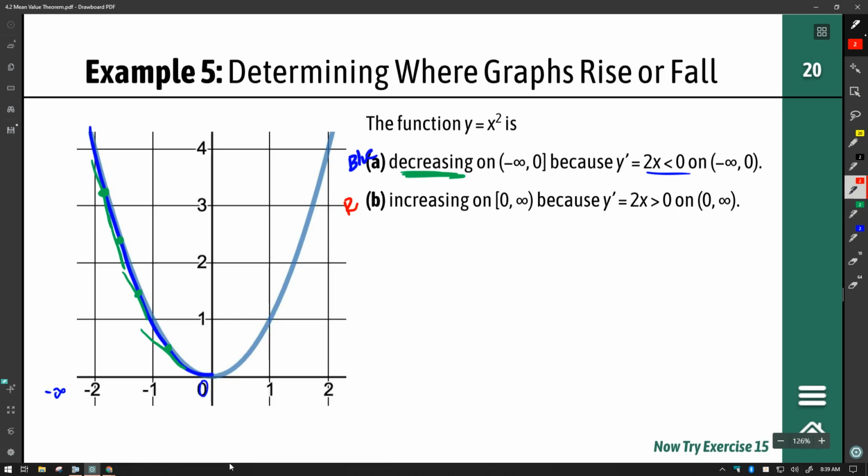Likewise, let's do part B in red. f is increasing on the interval from 0 to infinity because y prime is 2x. And again, we could find that derivative real quick.